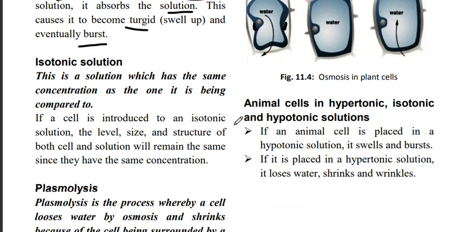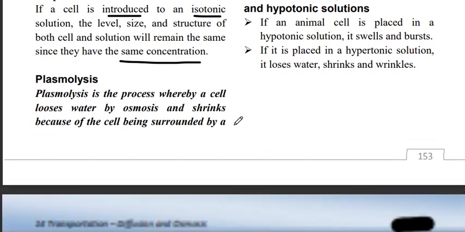Let us move on to isotonic solution. It is a solution which has the same concentration as the one it is being compared to. So they both have the same concentration. If a cell is introduced to an isotonic solution, the level, size, and structure of both cell and solution will remain the same since they all have the same concentration.